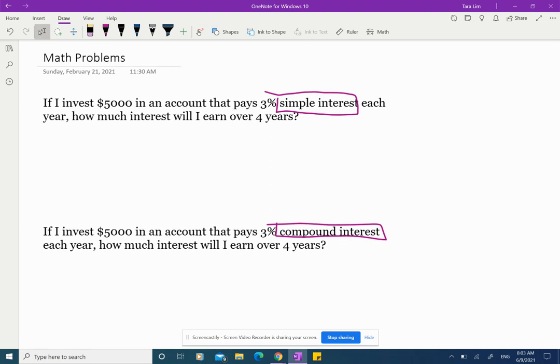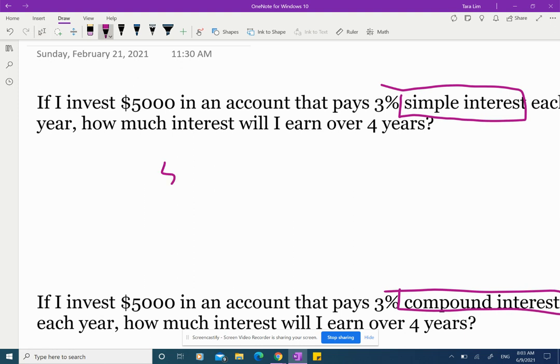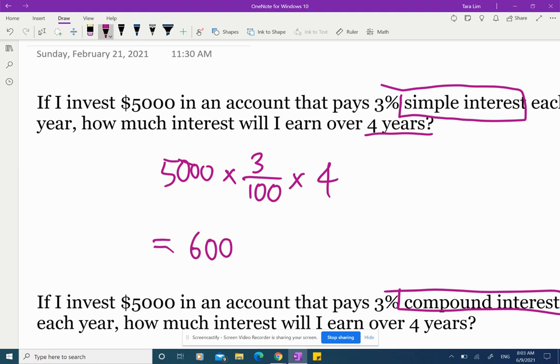And whenever you see simple interest, it's always the price, which is 5,000, times the percent, so 3%, which is 3 over 100, then times the years. So there are 4 years, so we times 4. And if we times all of them together, it'll be 600. So that is the simple interest, very, very simple.